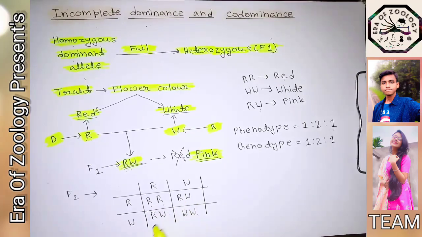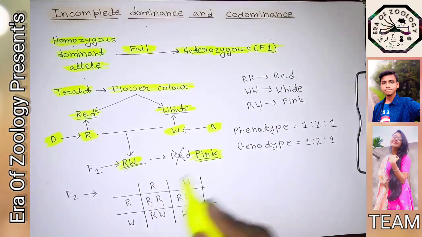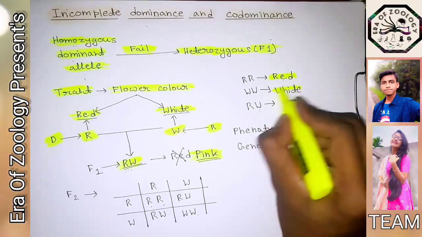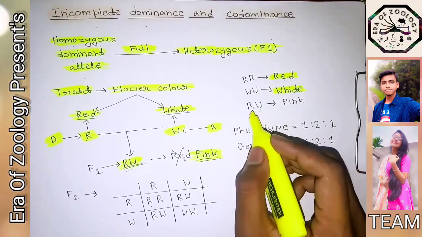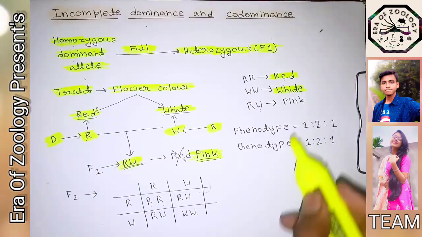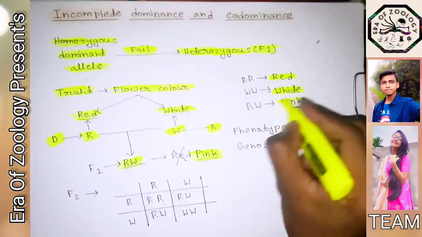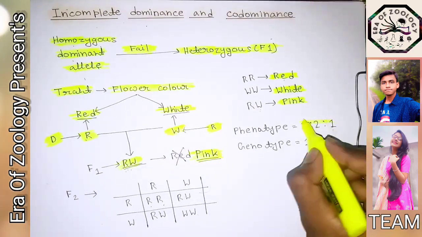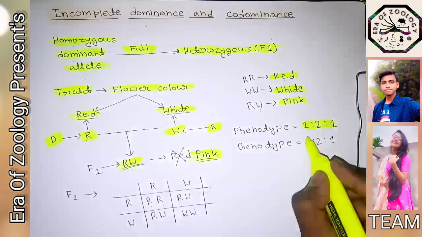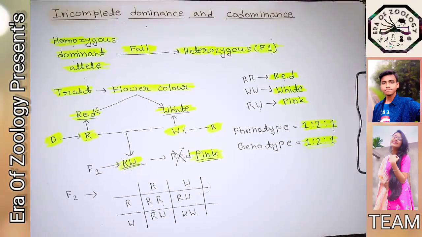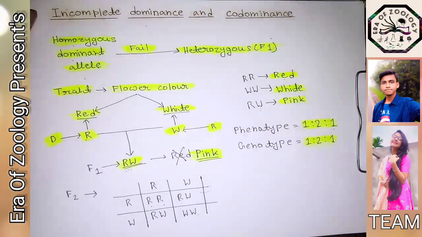Then in the F2 generation we get RR, RW, RW, and WW. According to Mendel, RW should be red, but due to the incomplete dominance state, it becomes pink color. And the phenotype ratio for incomplete dominance is 1:2:1. The genotype also 1:2:1. Now we will be talking about codominance.